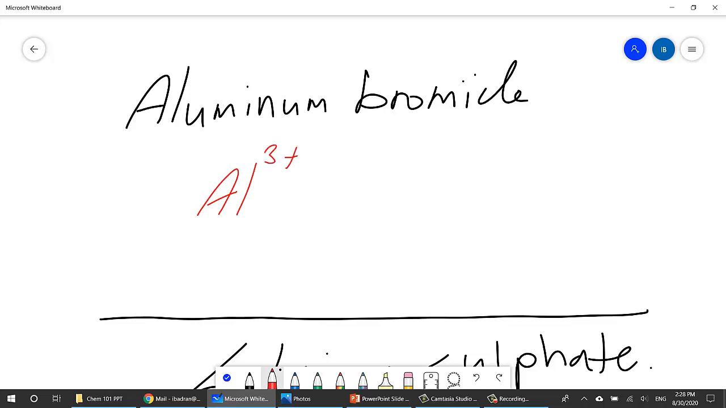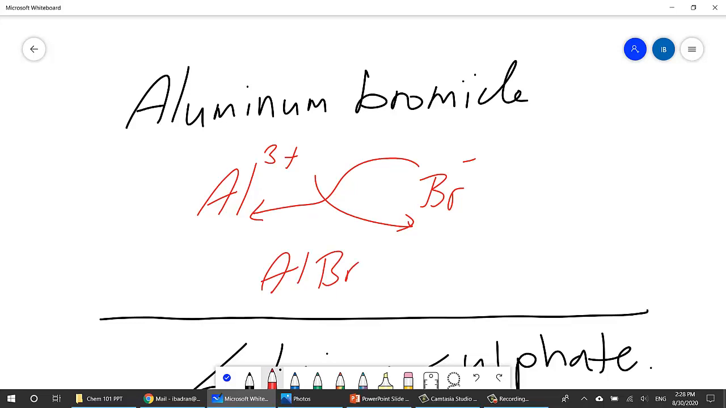Bromide means it's the anion of bromine, that's Br minus, and minus 1 because Br is in the last group, group 7, it always makes minus 1. So you can cross multiply this: the 3 goes here, the 1 goes there, and you have AlBr3. That's the formula for aluminum bromide.